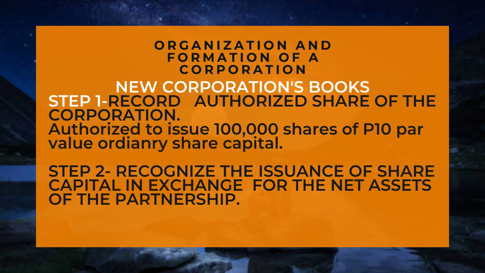New corporation's books. Step 1. Record authorized share capital of the corporation. Authorized to issue 100,000 shares of 10 pesos par value ordinary share capital. Step 2. Recognize the issuance of share capital in exchange for the net assets of the partnership.